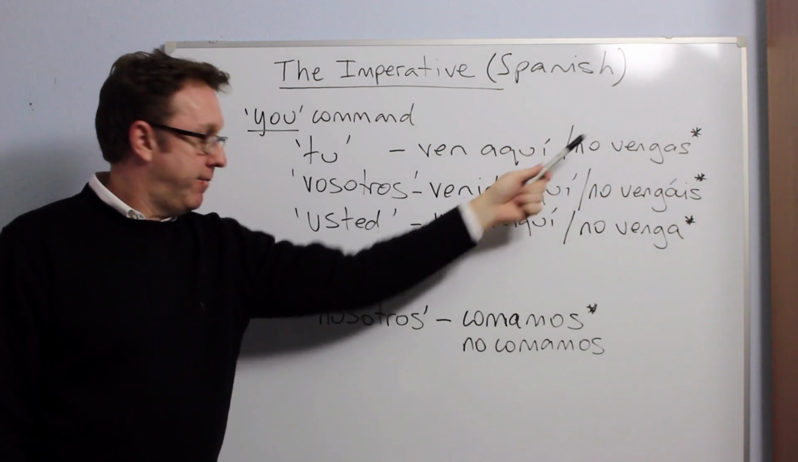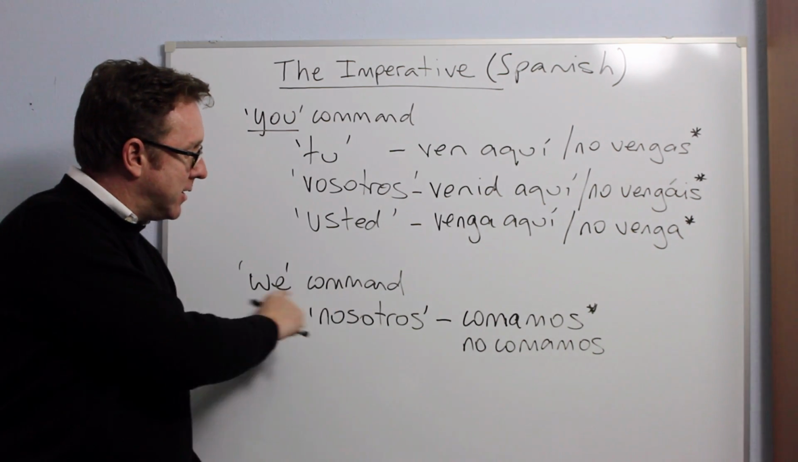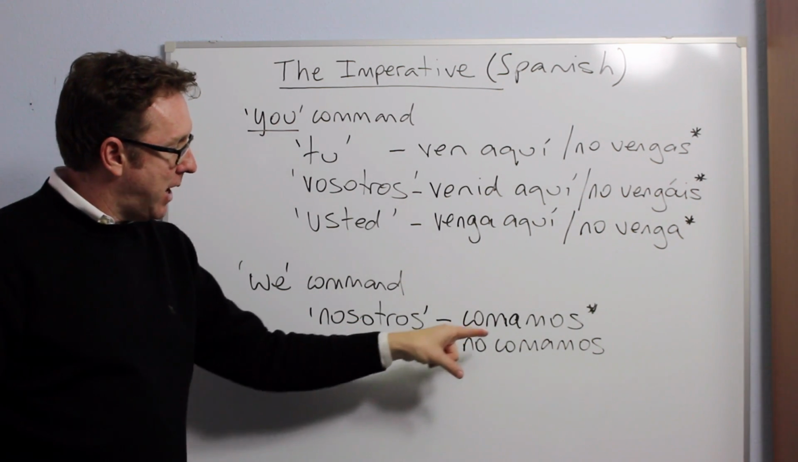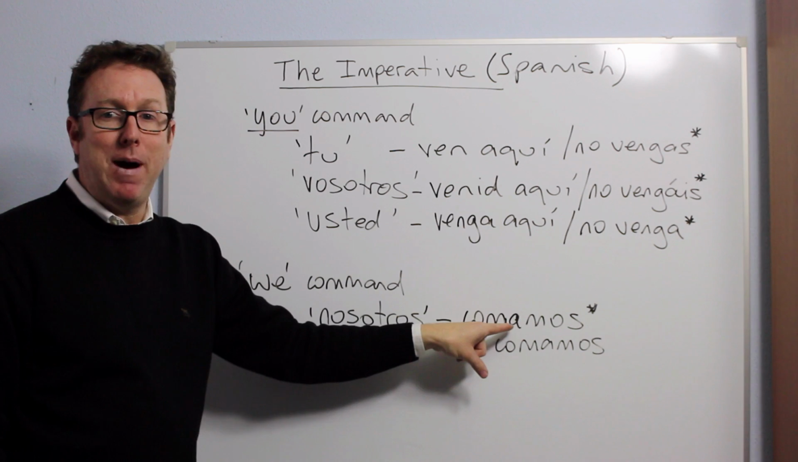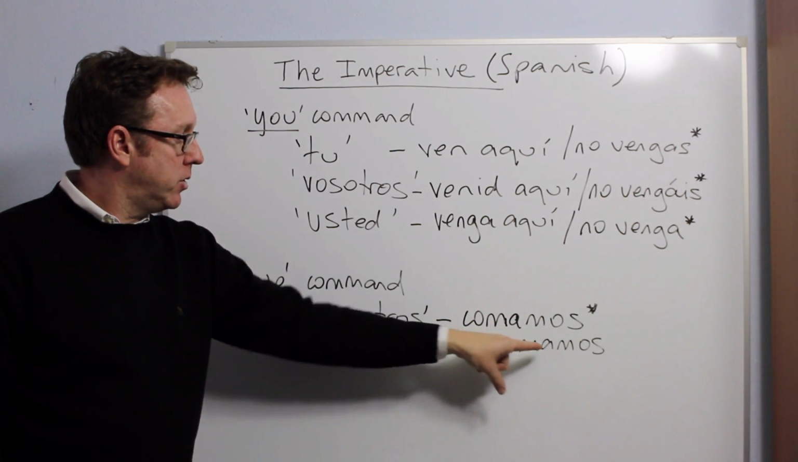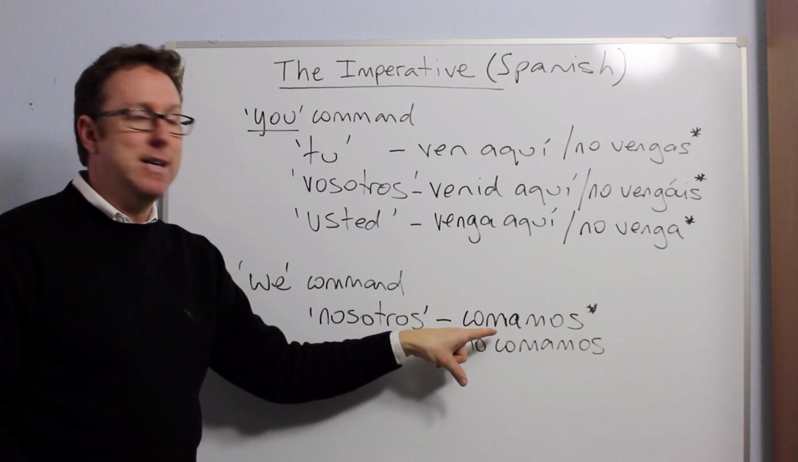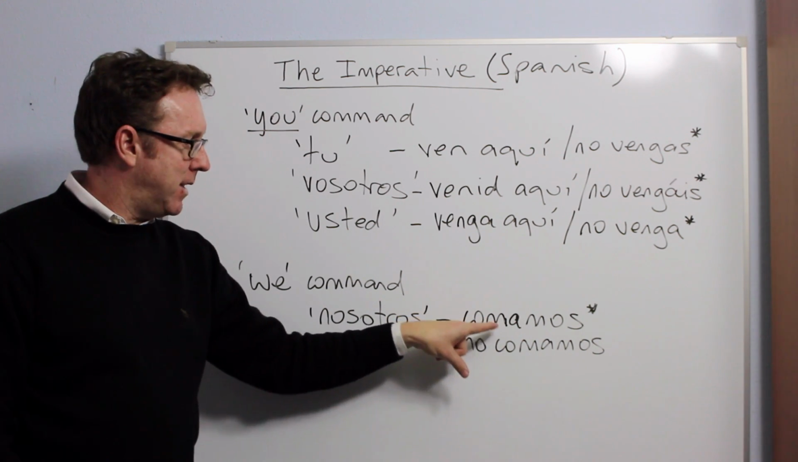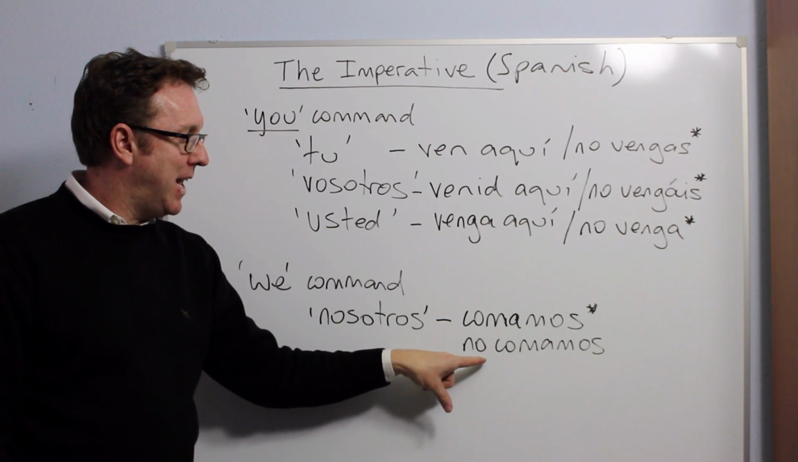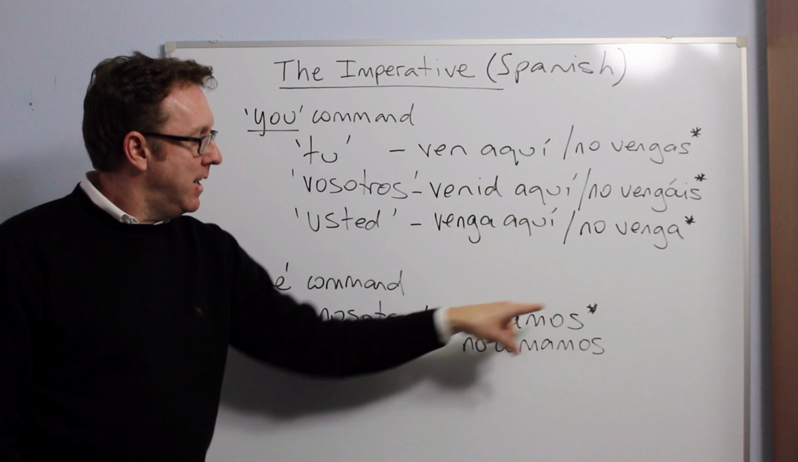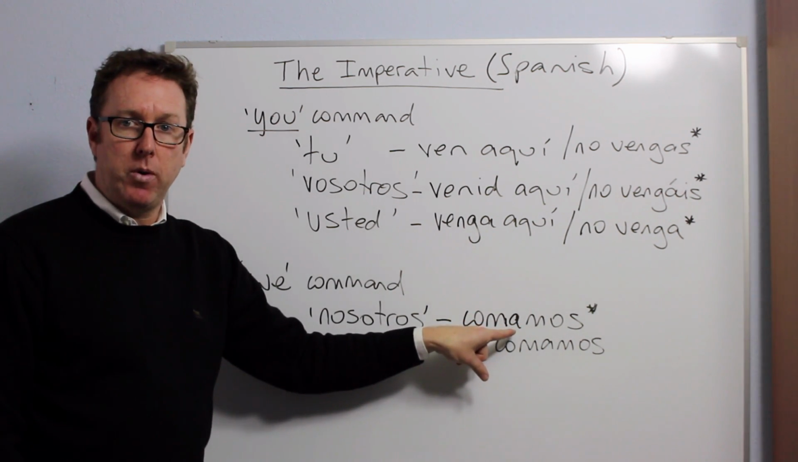But keep in mind that when we form the Spanish negative imperative in the you command, we use the subjunctive. Now, the we command in Spanish is nosotros, and here we have the example. For example, comamos or no comamos. The example here is the equivalent in English to let's eat or let's do something. In this sense, it's let's eat or let's not eat. Again, it's the subjunctive.